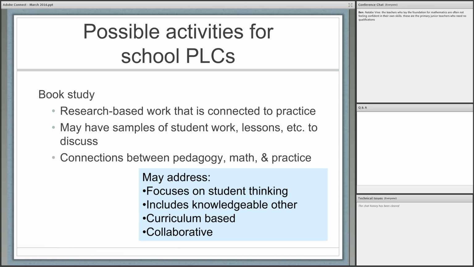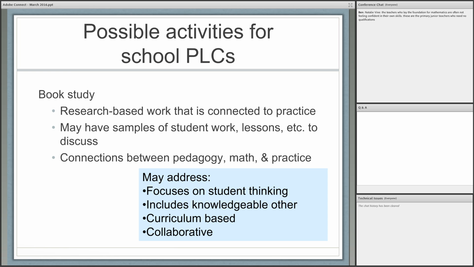Another is a book study. So a book study also could be a small book. So it could be even a monograph or something like that. But what a book study does is it pulls in that knowledgeable other as well. And it helps people focus.